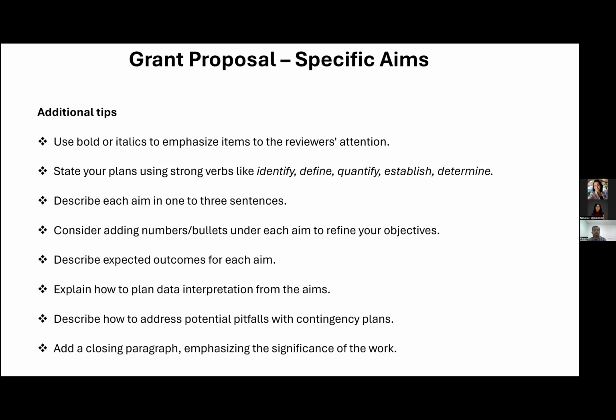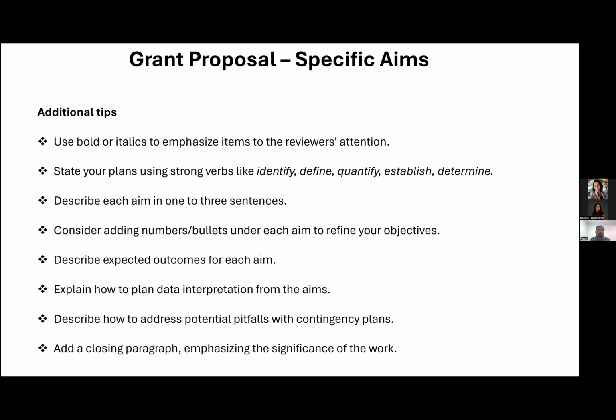And try to include the expected outcome for each aim if you have enough space. So that will again give confidence to the reviewer that, okay, if these experiments are successful, they are going to achieve this. And always emphasize that those results would be groundbreaking for the field of our interest. And then explain the interpretation of the data. If you generate any data, always give interpretation, telling that, okay, if we get this, this would be the outcome.